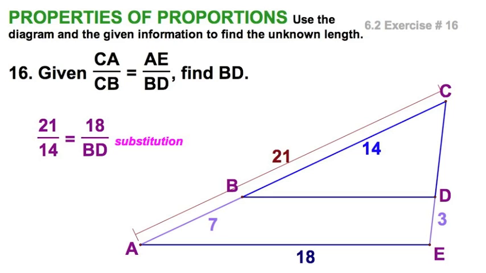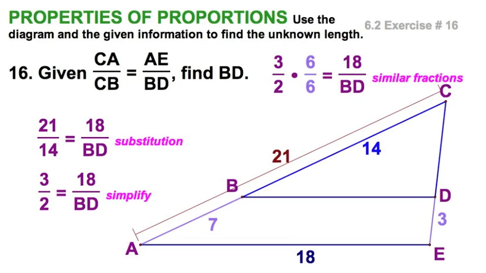Here, instead of cross multiply, I'm going to simplify the proportion, also known as a fraction, on the left to 3 halves. So I've got 3 is to 2 as 18 is to BD. Well, I could also multiply that fraction or ratio on the left by 6 over 6, just that one side. And you can see 6 times 3 is 18, 2 times 6 is 12, so BD must be 12. And there you go, you're using similar fractions.